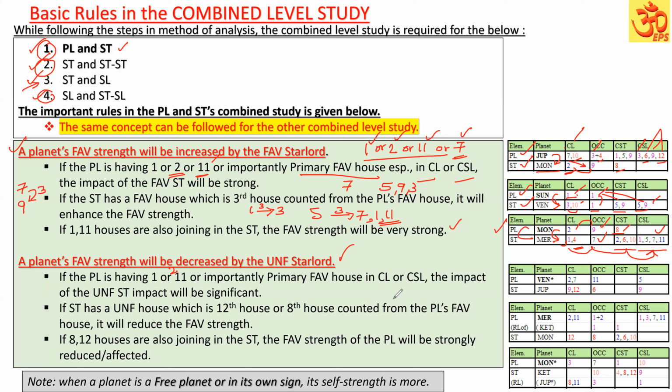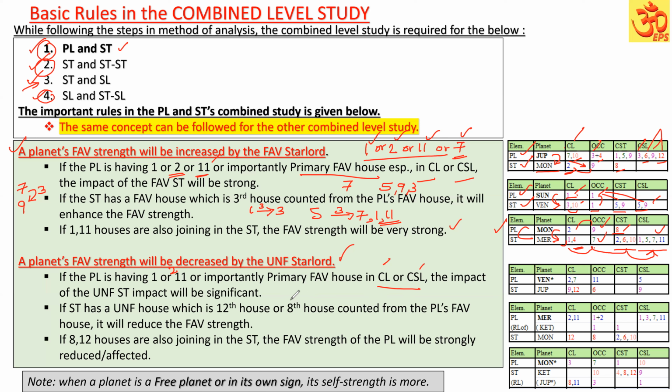Because the planet itself is the owner of these very good houses for the lagna and also the primary house for the particular event, especially in CL or CSL. It does not mean that in CST or OCC it is not having impact. They also have impact because they are also in self-signification. But the CL is important and CSL is next important because this is the source of your planet. That we have to keep in mind.